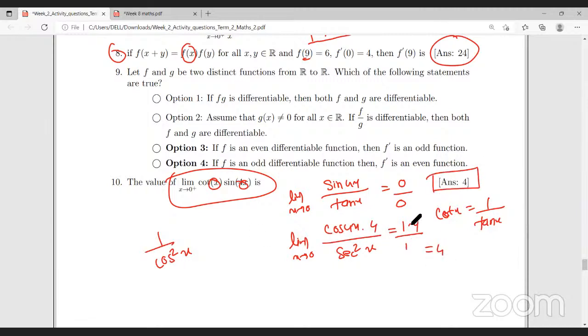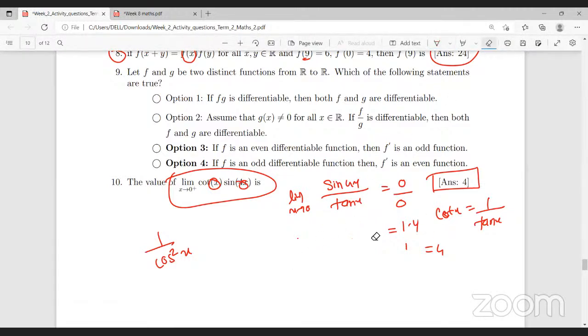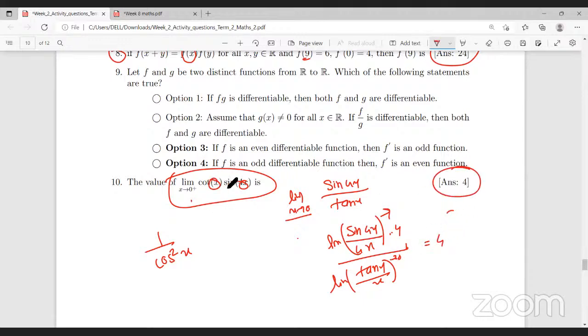Okay, you can solve this without applying the L'Hospital rule also, by using the standard limit. Anyone, how to solve this by using the standard limit? Sine 4x by 4x, and x by tan x. Take out 4 common: sin 4x by 4x times 4, and tan x by x. This limit is 1 and this limit is also 1 when x tends to 0, right? So the answer will be 4 only. Without applying the formula also we can do that.